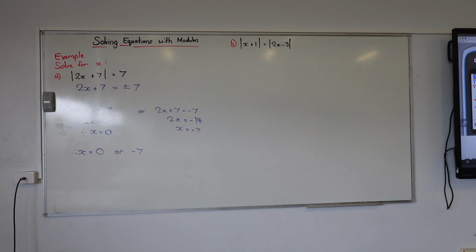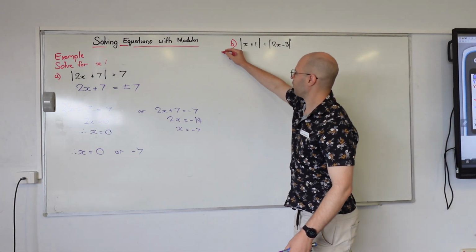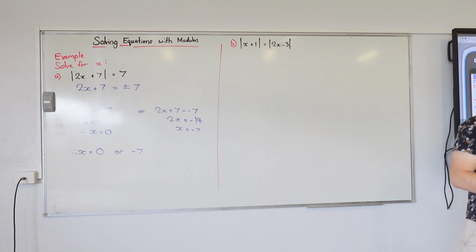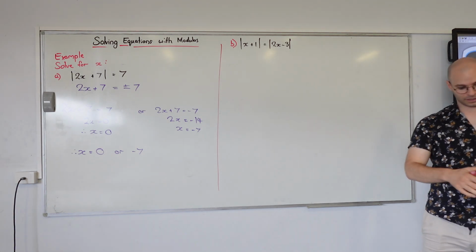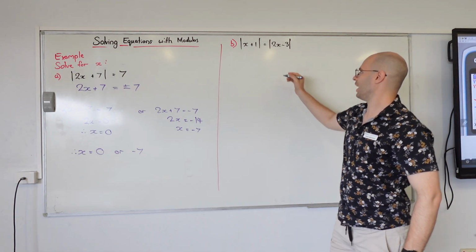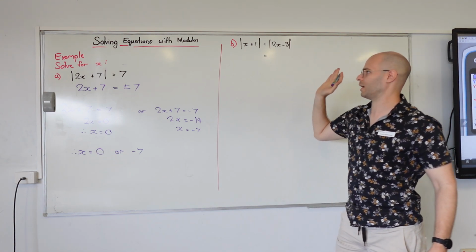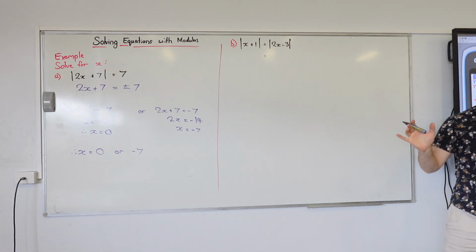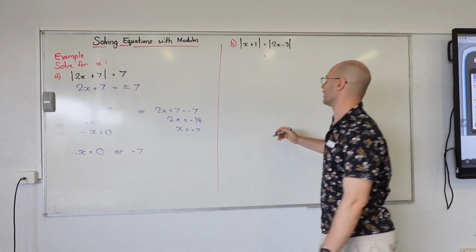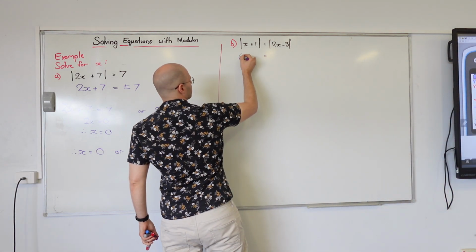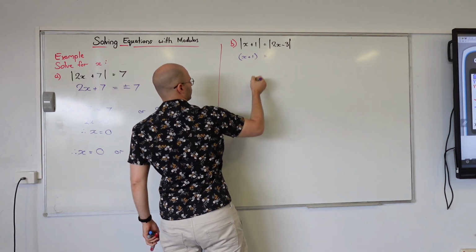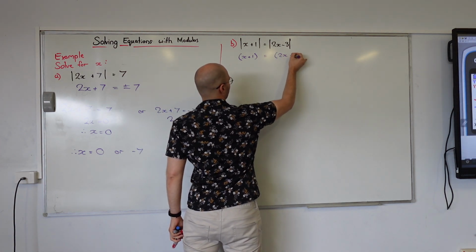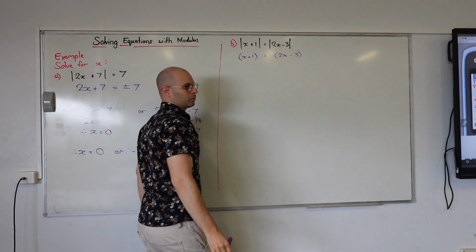All right, up the ante. B. How many modulus symbols do we have? 2. Too many. Let's take it to 0. How do you think we deal with this when we've got two modulus symbols? Pick one side to sacrifice. Sacrifice the right one. x plus 1 goes from modulus to parentheses. 2x minus 3 goes from modulus to parentheses.